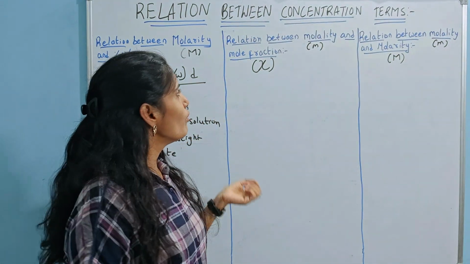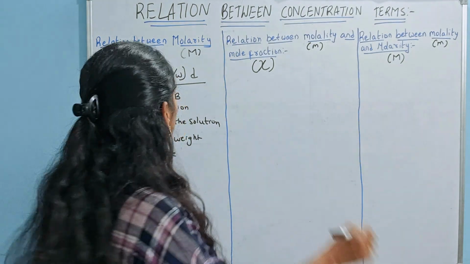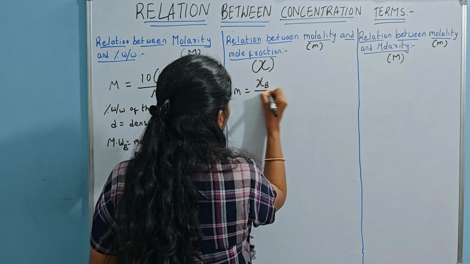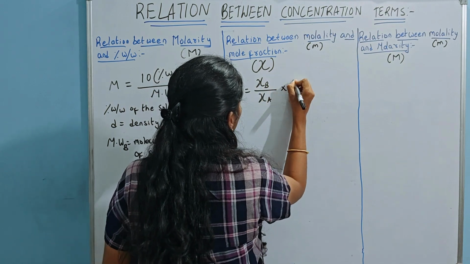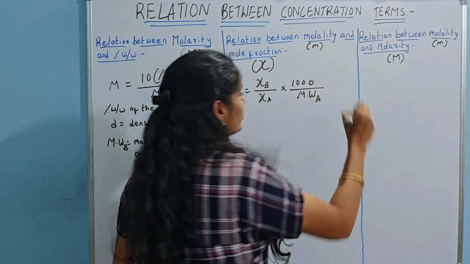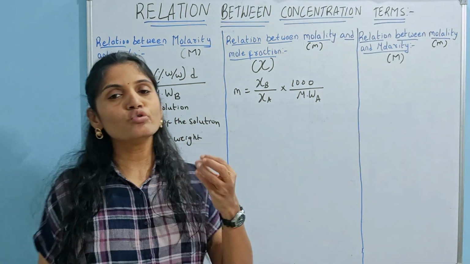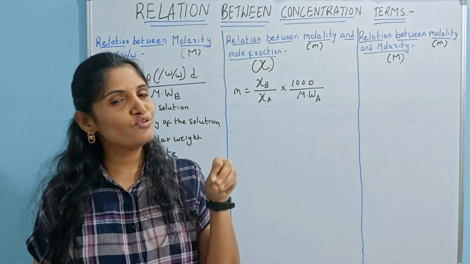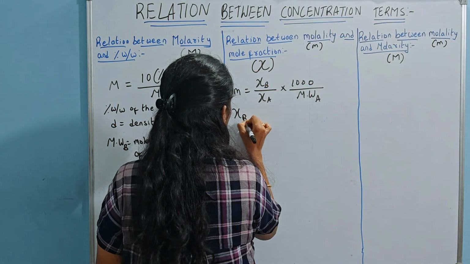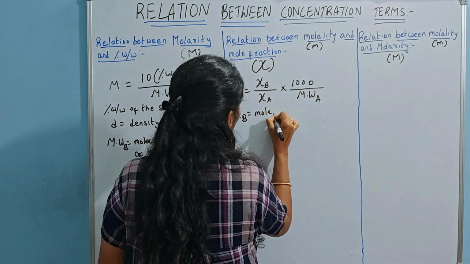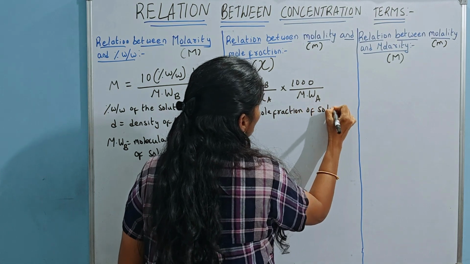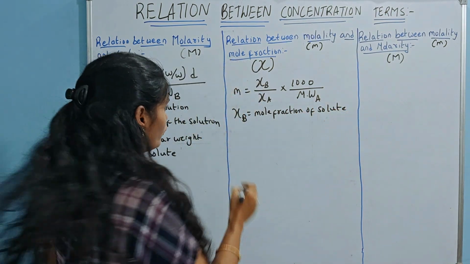The relation between molality and mole fraction. So what will be the formula here? Molality is equal to chi B divided by chi A into 1000 divided by molecular weight of A. I just told you whenever I use B, it is about the solute. Whenever I use A, it is about the solvent. Chi B is the mole fraction of solute.